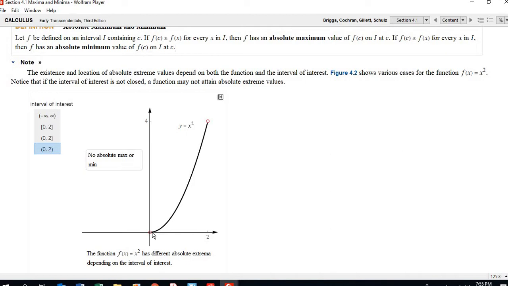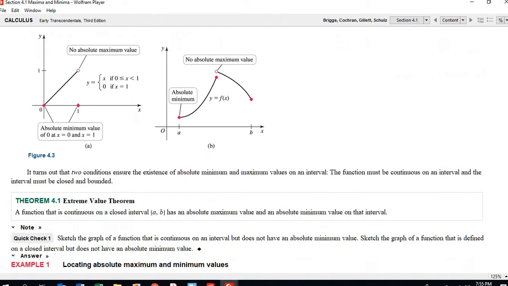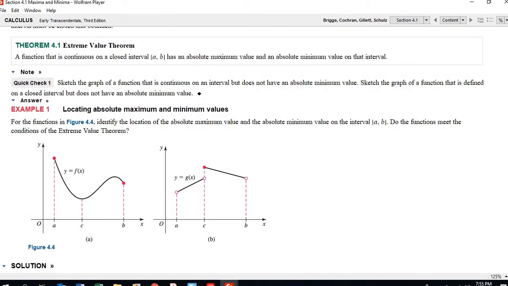So you can tell that the function obviously has something to do with this, but the interval of interest also has something to do with this. When we are talking about absolute maxes and mins, we're going to be talking about when you really are guaranteed to have one. The extreme value theorem, sometimes called the EVT for short, says that if your function is continuous on a closed interval, and continuous is obviously important, then it has an absolute maximum value and an absolute minimum value on that interval.